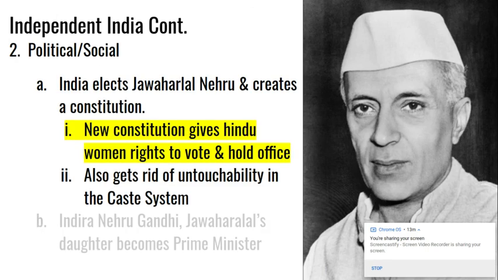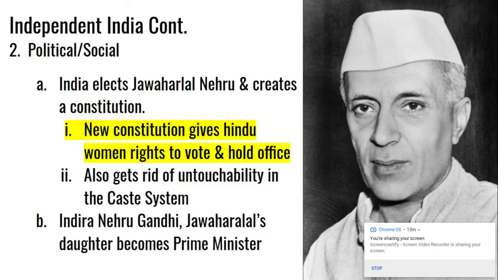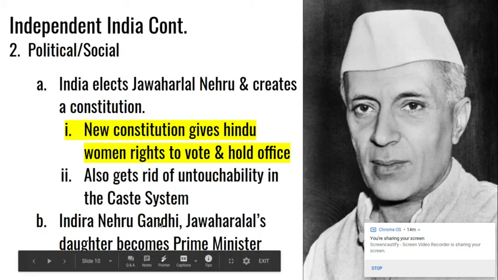All right, so Gandhi's dead, and India shifts into a semi-democracy, and they elect Nehru, and Nehru creates a constitution which extends voting and office holding rights to women. And, as mentioned earlier, the caste system and the untouchable class is technically no longer government backed, even though it does still impact India's society today. It's just not legal.